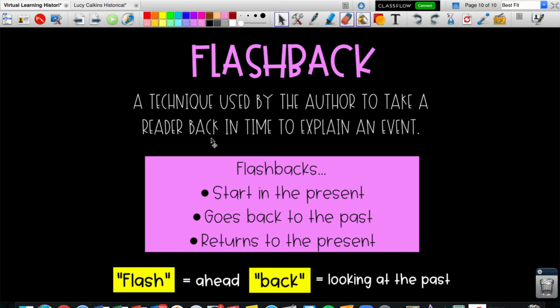So, if you look at the pink box with me, it says flashbacks. They start in the present, meaning when the story is taking place, and it goes back into the past. And then it returns to the present. So it gives you this brief glimpse into what's happening with the character, or why the character is feeling some way or another, or why this event is happening. Flashbacks happen all the time, and they're a great technique that authors use to give us as readers better understanding of a character or an event.